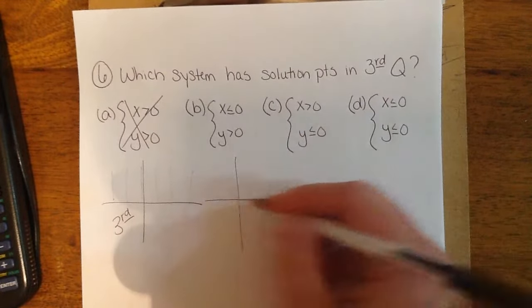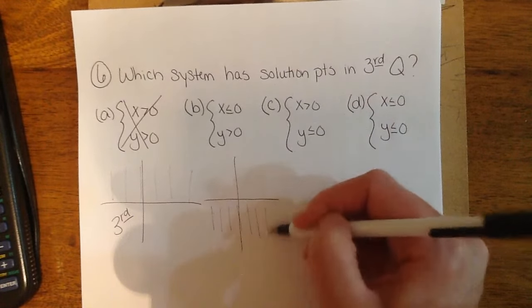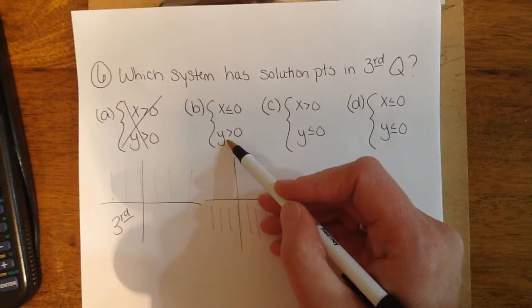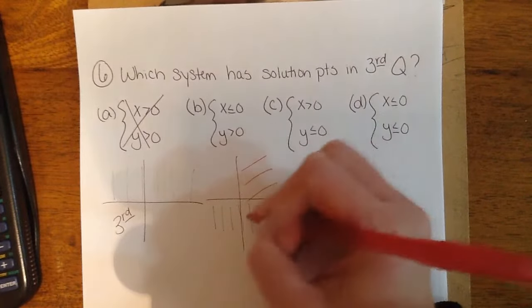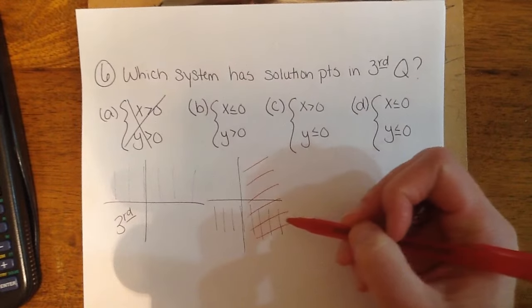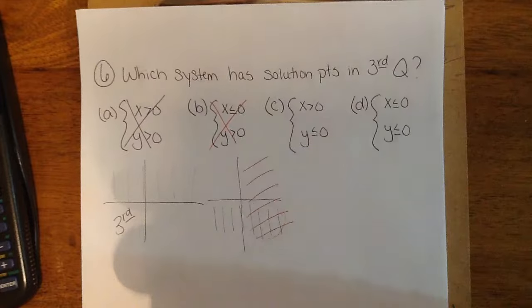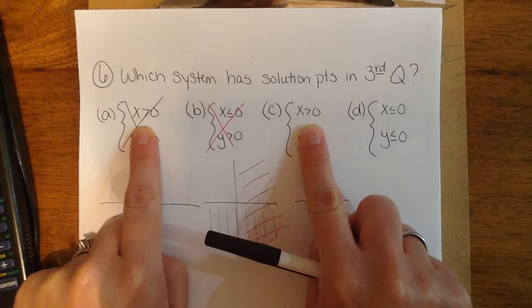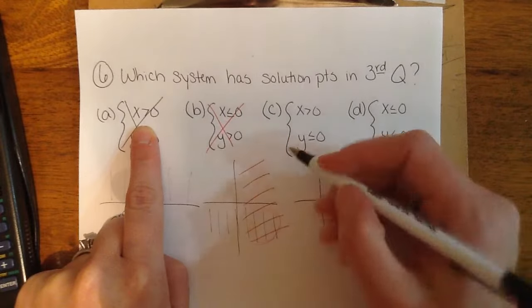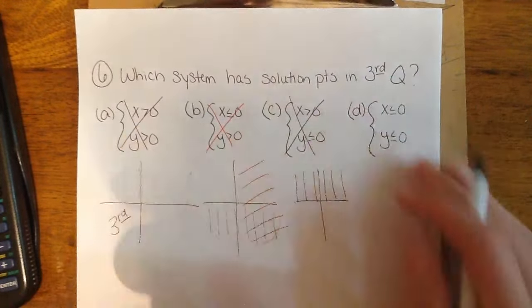Okay, if we look at choice B, notice it's shading down below the X, and it's shading greater than the Y. So then it would be shading this way. So that would actually make it the fourth quadrant. So that one's not right. Okay, how about choice C? Notice choice C starts just like choice A. So it's X is greater than. So once again, it's in the wrong spot.